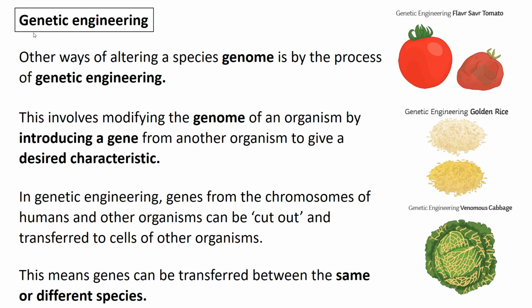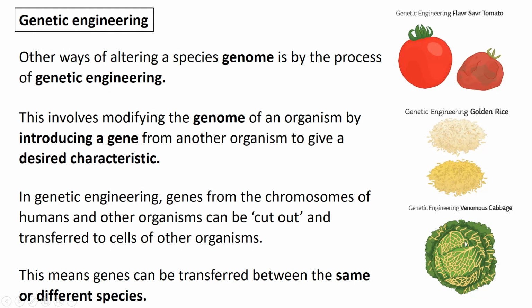Some examples of genetically modified organisms are here. You can see this tomato on the right has been genetically engineered. It's called the flavor saver tomato. It has actually got a protein in it from an Arctic fish, and that protein helps the tomato to be more resistant to colder temperatures. Golden rice, another example here, has got extra vitamin A. So it's got the vitamin A gene inserted into it, whereas normal rice doesn't have it.